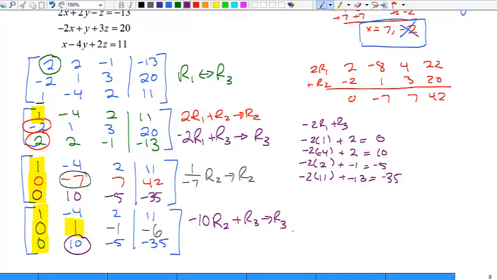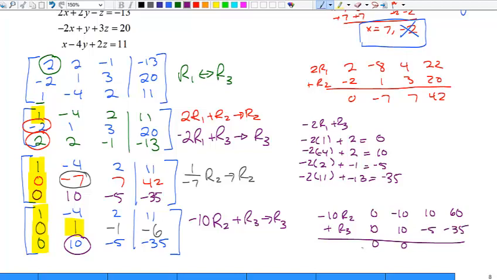Now, I don't care if you do this horizontally or vertically, whatever makes you happy. I have to pick one right now, so I guess I'll do it vertically. If I take negative 10 times row 2, that's 0, negative 10, positive 10, positive 60, and add it to row 3, which is 0, 10, negative 5, negative 35, and add down. 0, no big surprise, I wasn't trying to change that. Negative 10 plus 10 is 0, no big surprise, that's what I was trying to get to happen. And then 5, and then 25.